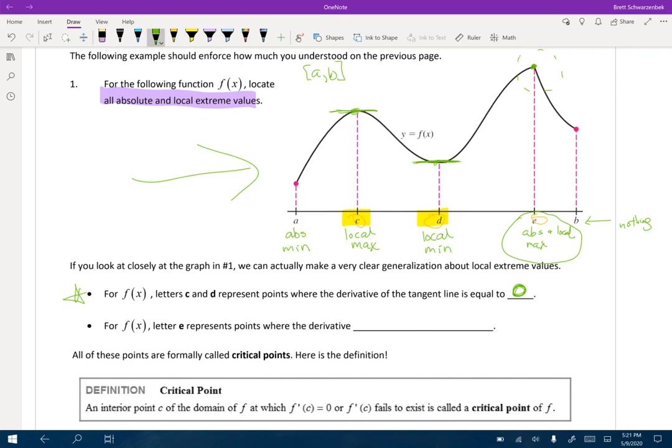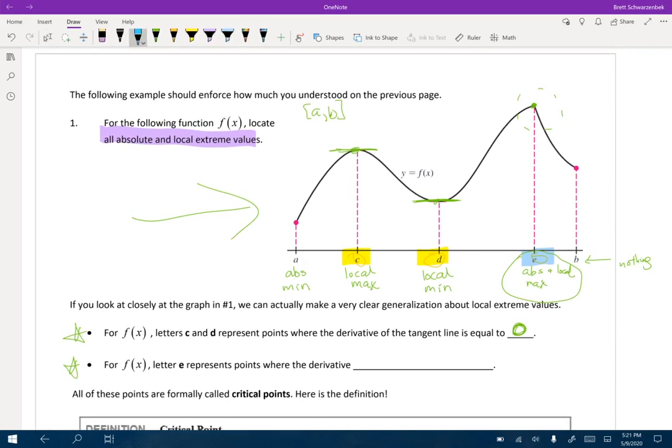Okay, let's look at letter E. Letter E represents a point where the derivative what? Okay, this is interesting. If we look at this closely up here, let's get rid of all the noise. What does this look like to you up here? This does not look like a point that's flowing really nicely. It looks like it actually comes to here and then jags this way. What does that look like to you from a previous section?